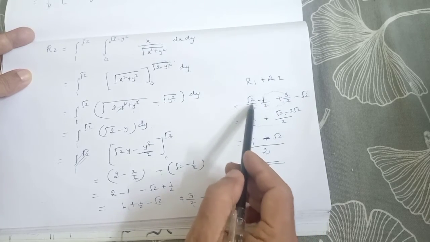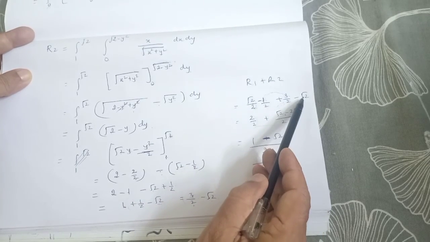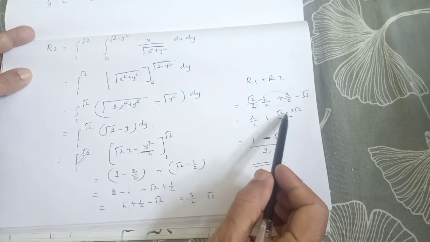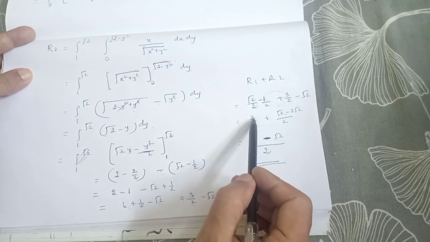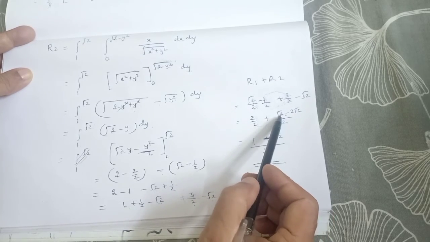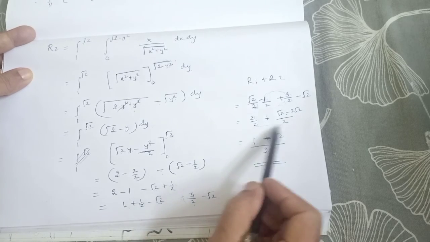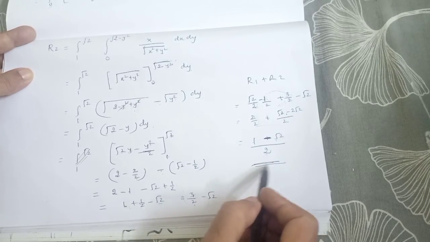LCM 2. 2 into root 2. Root 2 minus 2 root 2 by 2. 2 by 2 is 1. Root 2 minus 2 root 2 is minus root 2. LCM 2. This is the final answer.